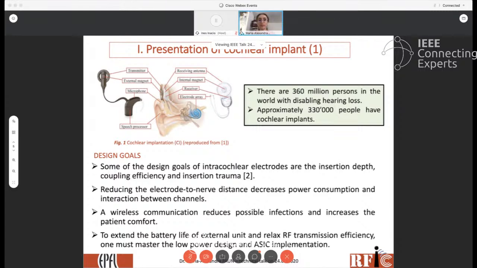Obviously, we have a wireless communication between the two antennas, which reduces possible infections and increases patient comfort. To extend the battery life of the external unit, it is worth pointing out that we do not have a battery in the internal unit. We only have a battery in the external unit. Otherwise, we would need to change the implant rather quickly. So to extend the battery life of the external unit, one must have a low power design of the full ASIC implementation.